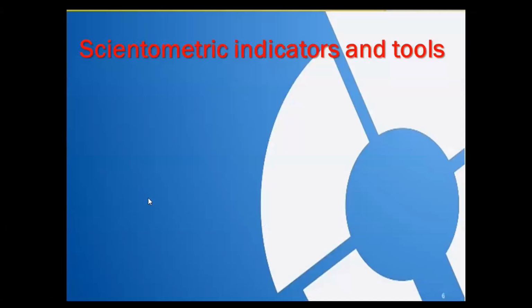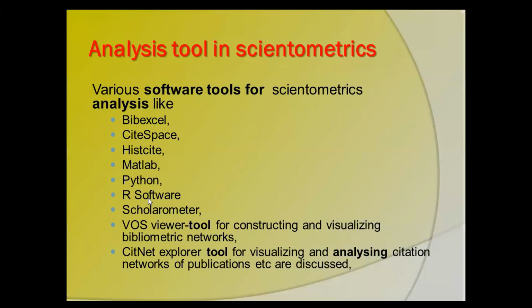The data science indicators and tools. The analysis tools in scientometrics, various software tools for scientometric analysis, like Excel. This is one of the open source tools. You can just download the data. You can tap to open the particular folder. It automatically asks which kind of data you need, yearly wise, publisher wise, or whichever, and you can select what is compatible for your research.